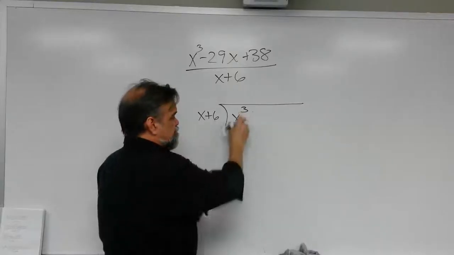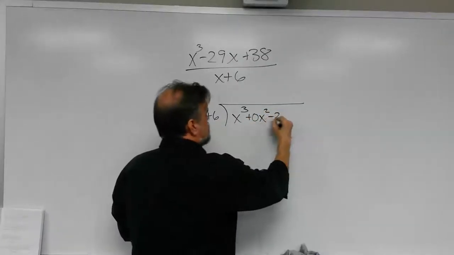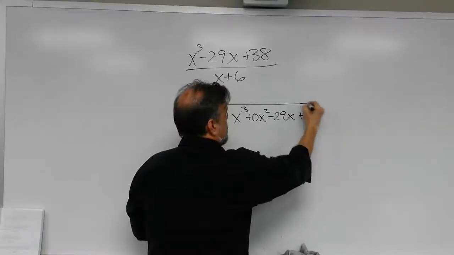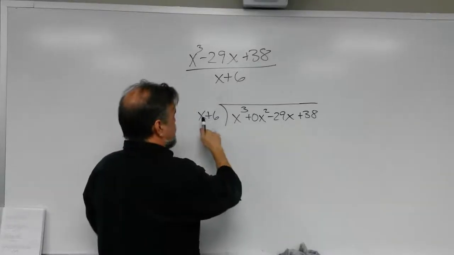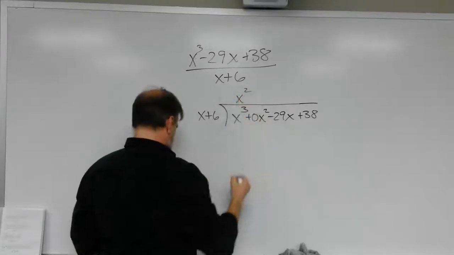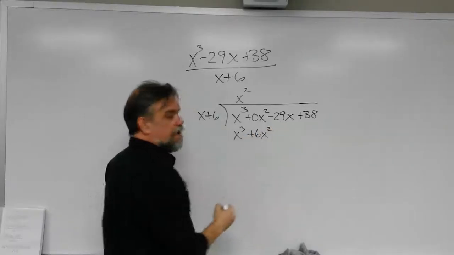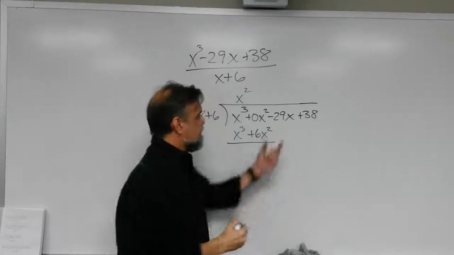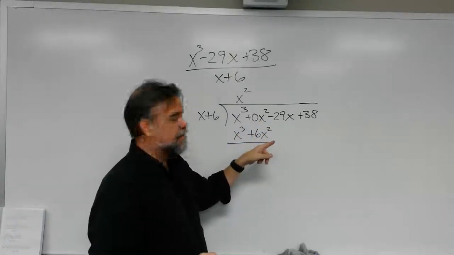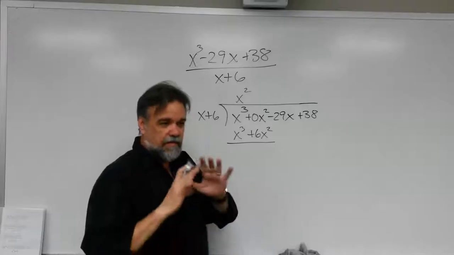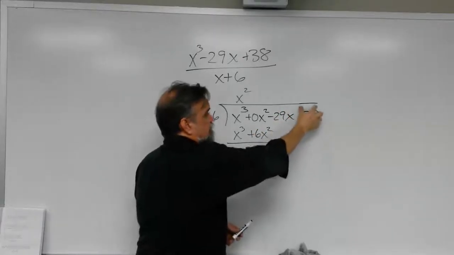Well, place value is actually kind of important here. So I'm going to put 0x squared minus 29x plus 38. And you may be asking yourself, why is it so important? Just follow through and you'll see why. Okay, x goes into x cubed, x squared times. And so now x squared times x is x cubed, x squared times 6 is 6x squared. And this is why it's important. Because had I had the minus 29x right there, I'd have an x adding to an x squared term, and those are not like terms. And so life is going to be a lot easier if we just stay organized and we keep our cubes there, our squares there, our x's there, and our constants there.